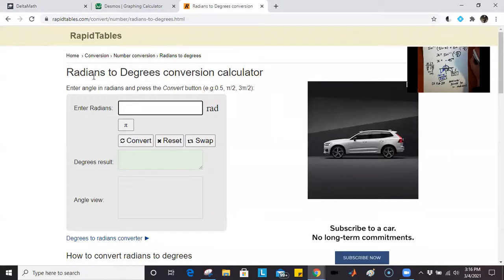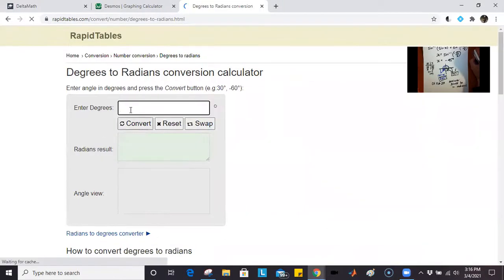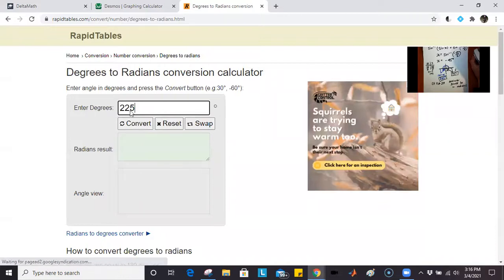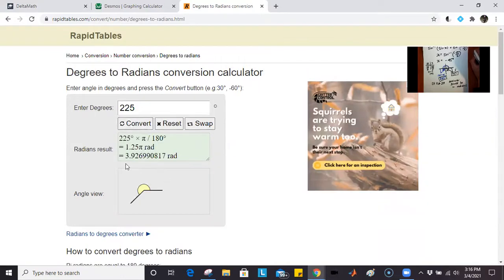Okay, so I've got my calculator, radians to degrees. Let's switch this. Let's make this degrees to radians. So we said 225. When we convert that, we're going to get 1.25 pi radians. And 315, 1.75 pi radians. Okay, got it.